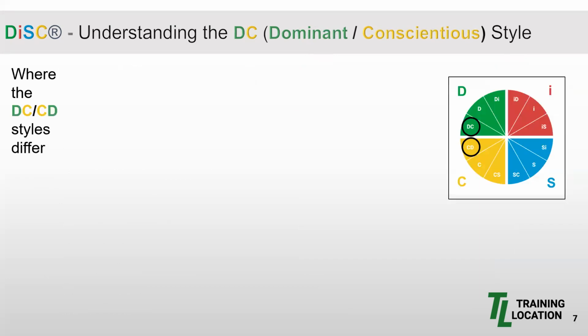So where do the DC and CD styles differ? Well, up until now, I've referred to the neighboring styles of DC and CD interchangeably in terms of the overlap of their priorities and their qualities, respectively. However, it's important to remember they're two different unique DiSC styles. The placement of their dots on the DiSC model is determined by computer algorithms, and I want to share some clarifying information to help make this distinction clear.